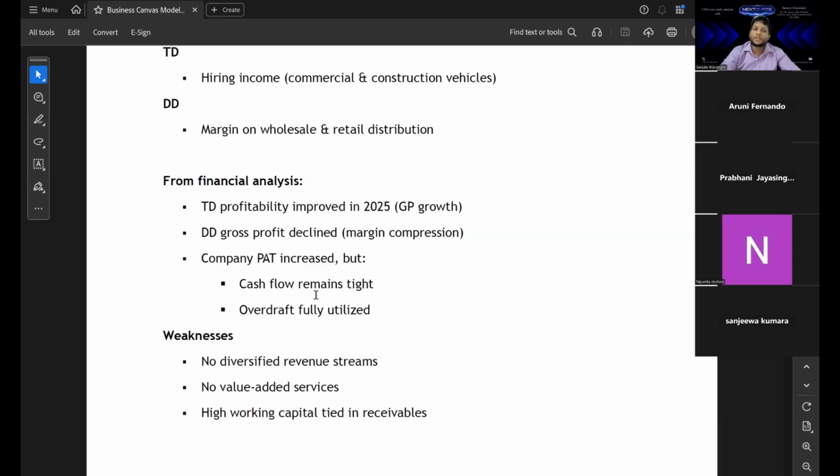Then, on the other hand, cash flow remains tight because the debtor collection period is high. Right? That is what you need to understand. When the collection period is high, that means credit risk is there. When the credit risk is there, that means you are unable to collect them. Then you are facing a working capital problem as well.